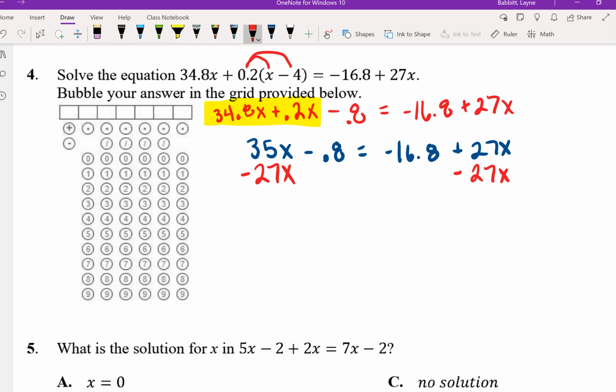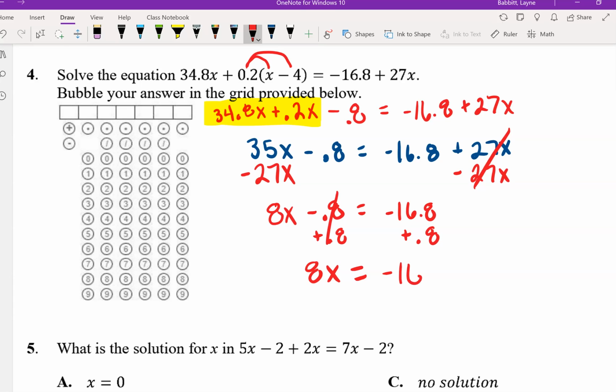35x minus 27x is 8x minus 0.8 equals negative 16.8 because those canceled. And then I want to move things away from the x. I need to move the 8. I also need to move the 0.8. I want to move the 0.8 first. Opposite of minus 0.8 is plus 0.8. 8x equals negative 16.8 plus 0.8, which is going to be negative 16.